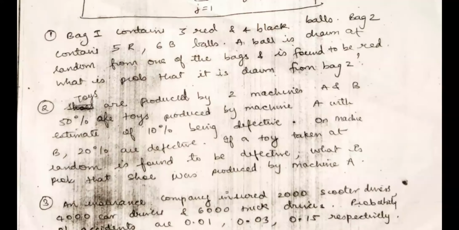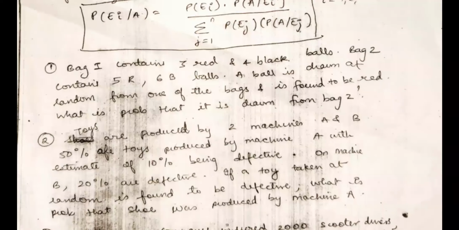The first question. They look similar to the theorem of total probability. I'll explain the difference: how to understand whether it's a total probability theorem or Bayes theorem sum, which type you have to solve. They look similar.